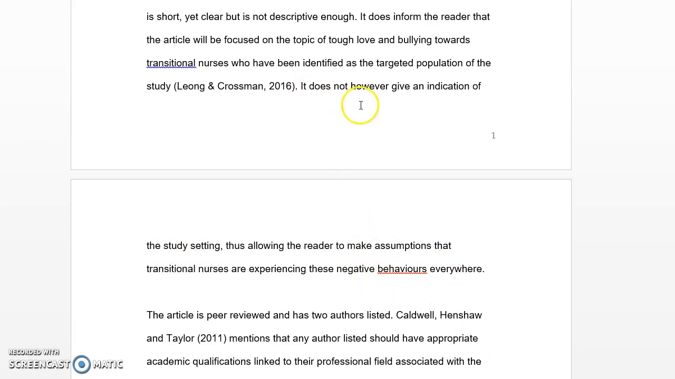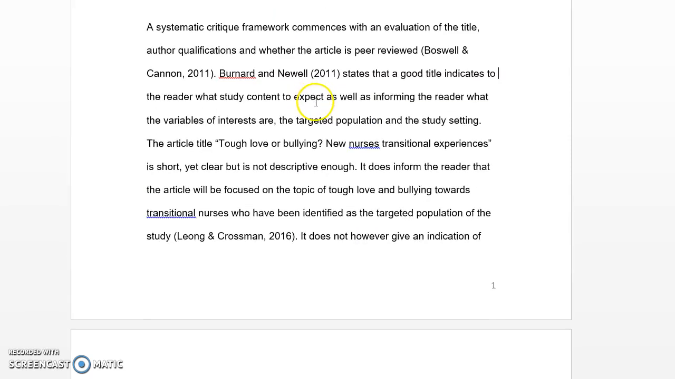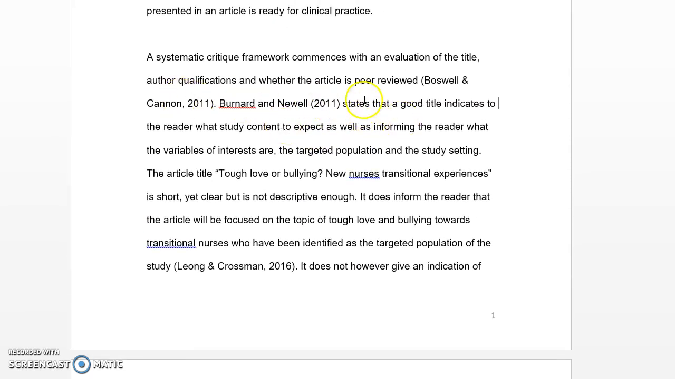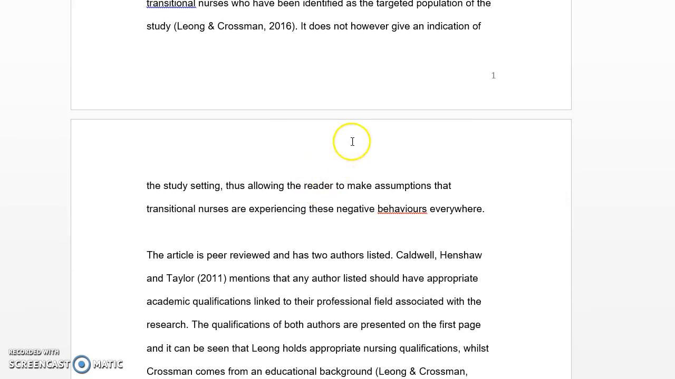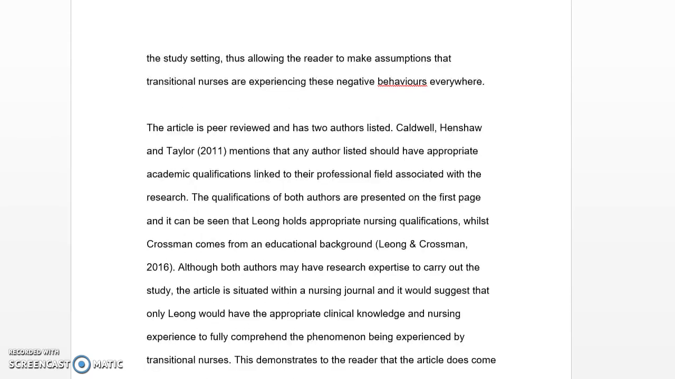Here, where she's actually making that critique, she's telling you what should be there. So here it is, good title, should be and so on. She's telling you what is in there, and then she's critiquing it. So she's saying it does not, however, give an indication of study setting, thus allowing the readers to make an assumption that transitional nurses are experiencing these negative behaviours everywhere. And that is right. So that's a good critique to be making.